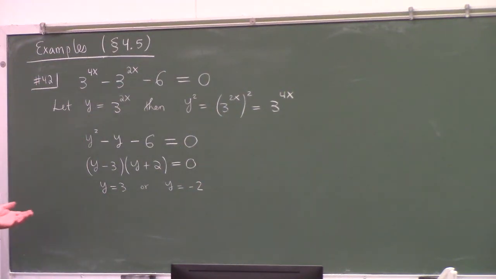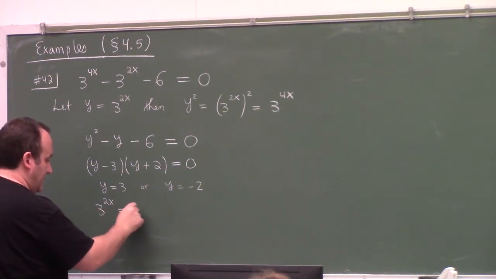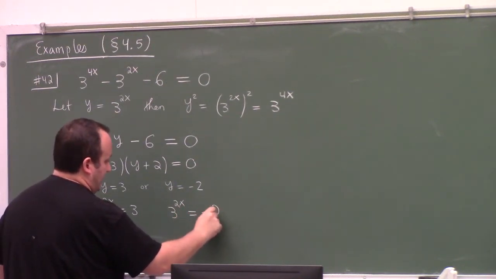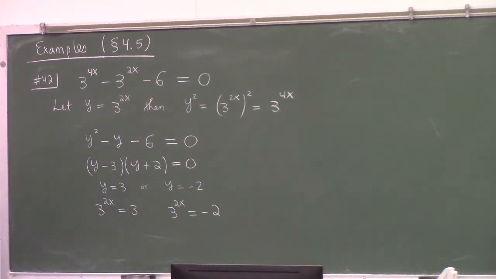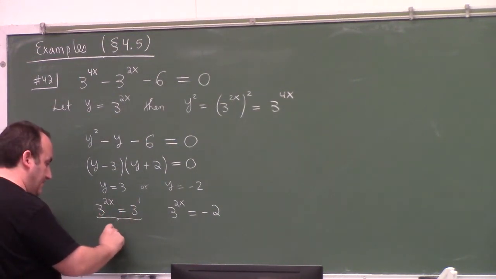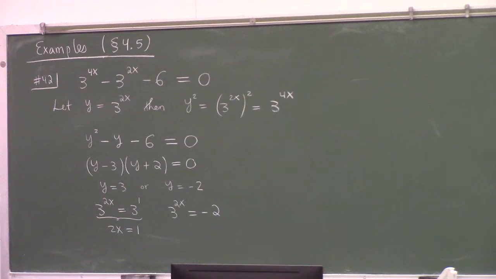But we're not done, right? Because we're trying to solve the original equation, so we need to track back and see what that says about x. This one says that 3 to the 2x is equal to 3. And this one says that 3 to the 2x is equal to minus 2. Now, probably the easiest way to solve this one is to use the one-to-one property of the exponential. The one-to-one property says if you've got 3 to the 2x equals 3 to the 1, this tells us that 2x is equal to 1. Or if you like, you could take the log base 3 of both sides and get that as well.